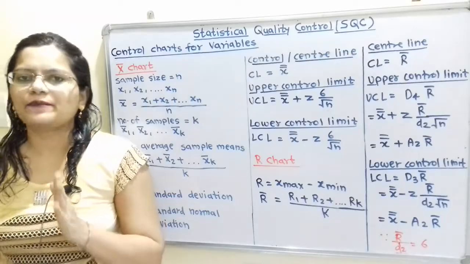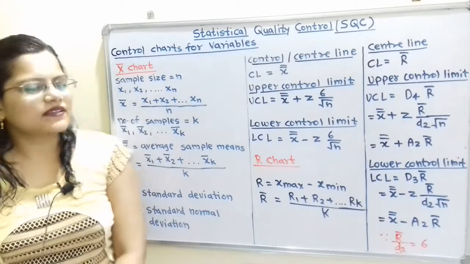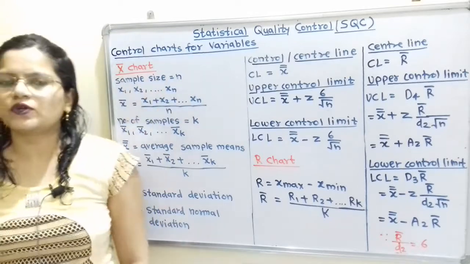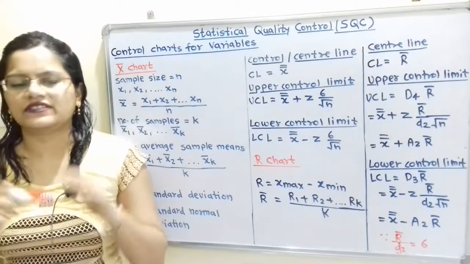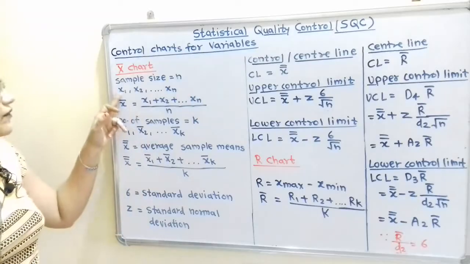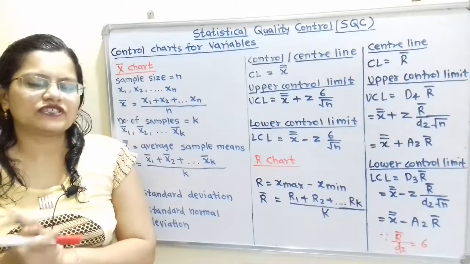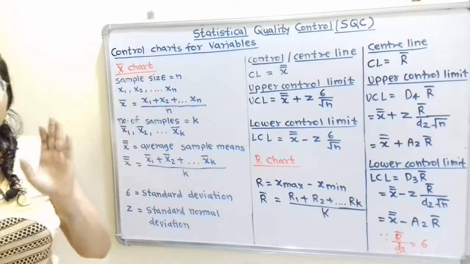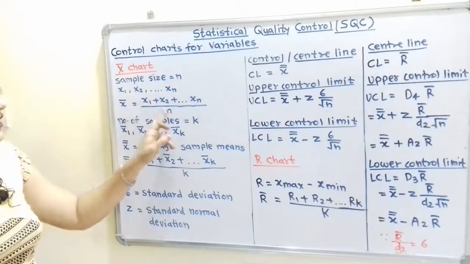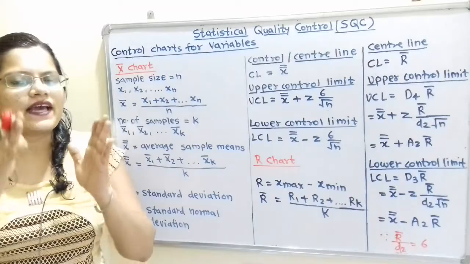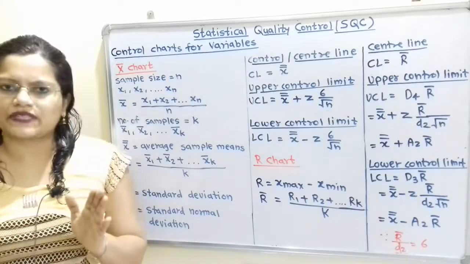There are two types of charts, the X bar chart and the R chart. We will consider sample size equal to n. That means in each sample there are n readings, which we say as x1, x2 up to xn. Then how to calculate its average? Its average is x bar, which is equal to x1 plus x2 plus up to xn divided by n. Now there is the first sample, second sample, third sample, up to k number of samples.